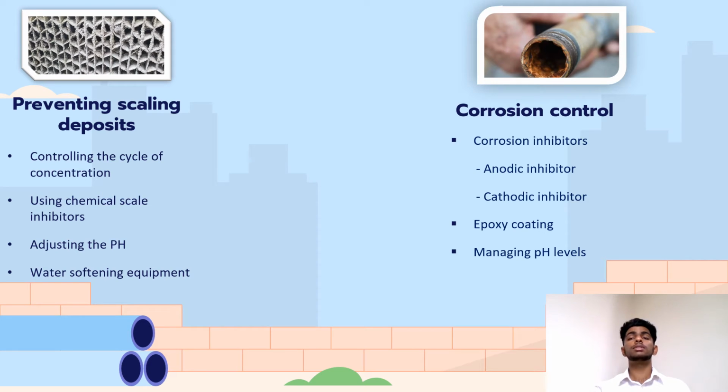And then the third is managing pH levels. So high pH can also lead to corrosion. So another option is managing pH to bring it as close to neutral as possible.